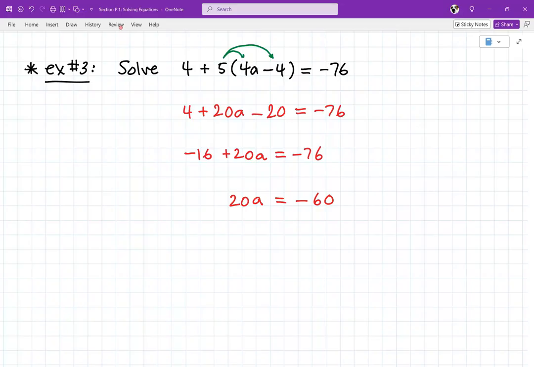Now I just have to solve for a. It's being multiplied by 20. The opposite of multiplication is division, so that's how we undo it. We're going to divide both sides by 20, okay? So dividing by 20, a is equal to negative 3. We're almost done. We have 2 more to go, and we get half your homework done.